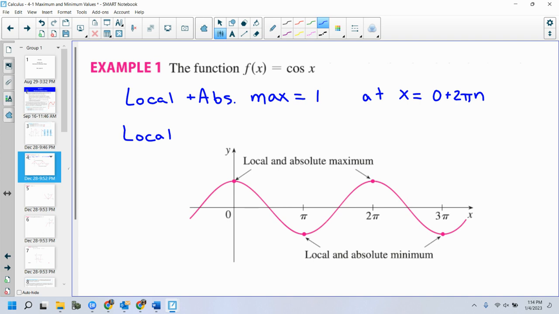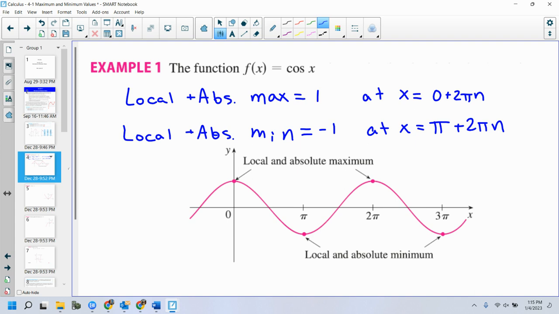The local and absolute minimums would therefore be what? Negative 1. And that would occur at pi plus 2 pi n. Because again, that's going to happen cycling through every iteration of 2 pi: pi, 3 pi, 5 pi, 7 pi, and going to the negative: negative pi, negative 3 pi, negative 5 pi. Okay, so that's something that's cyclic, the ones that might happen over and over again.